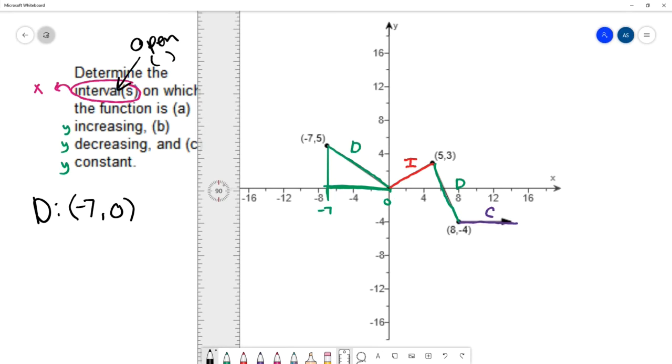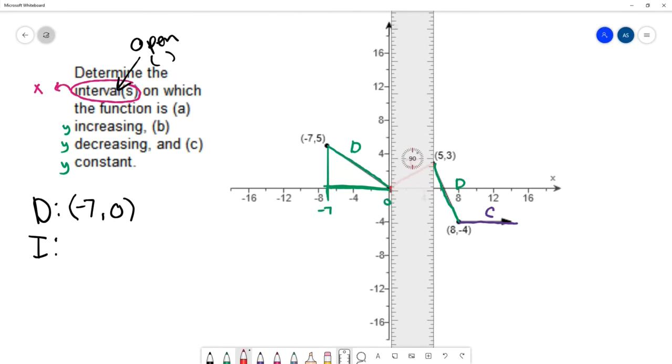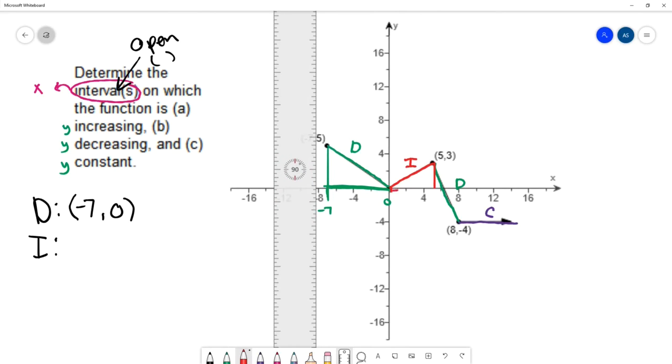So the next interval was increasing. And once again, let me use my ruler. This is going to start at an x of 0 and stop at an x of 5. So over this group of x's, the y values are increasing. So that's from 0 to 5. And once again, because our book looks for open intervals, we'll use parentheses.